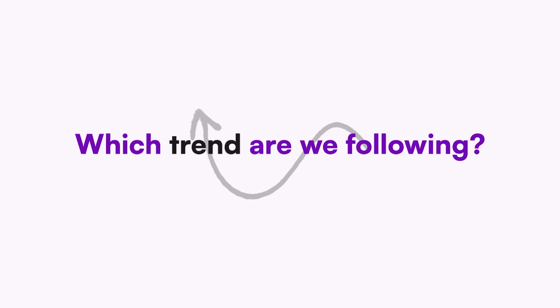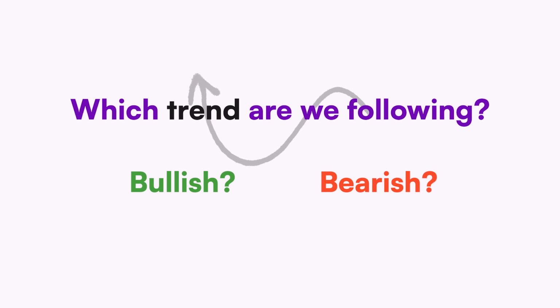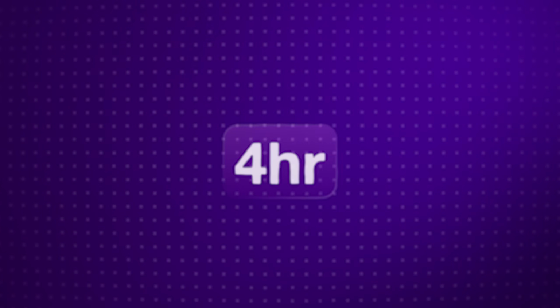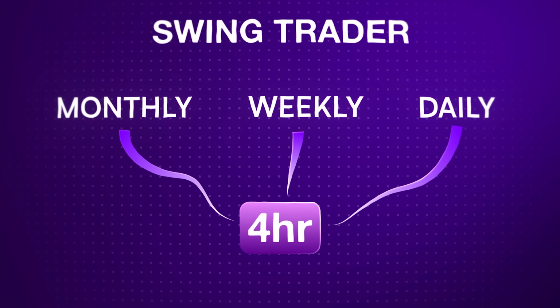So when you're trying to get context of which trend are we following along or which direction, are we bullish or bearish for your entry, you need that higher time frame context. So since I'm a swing trader, I use these higher time frames every time to give me context. So yes, I take my trades in the 4-hour, but I'm always using the monthly, the weekly, and the daily to help give me context.